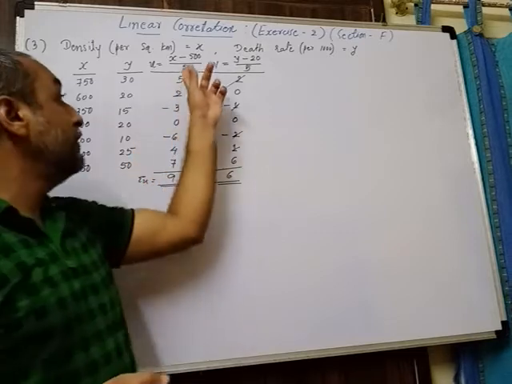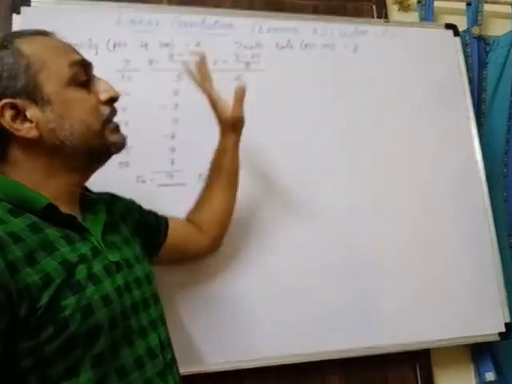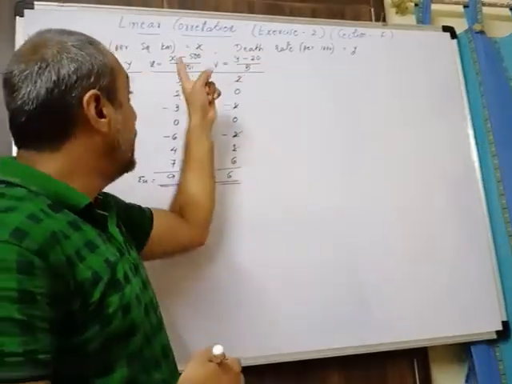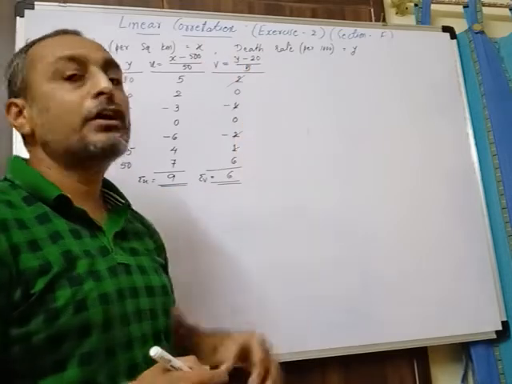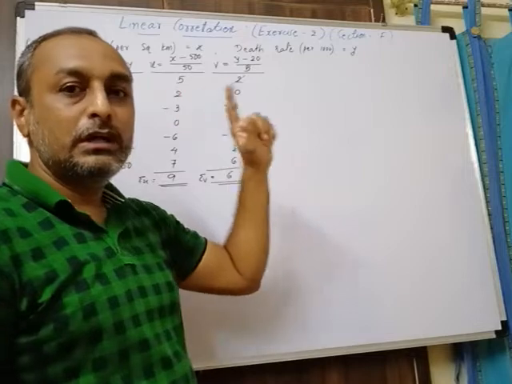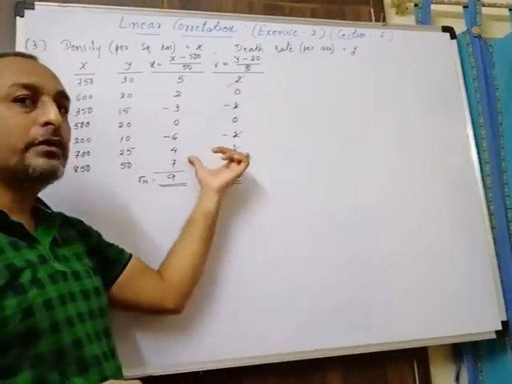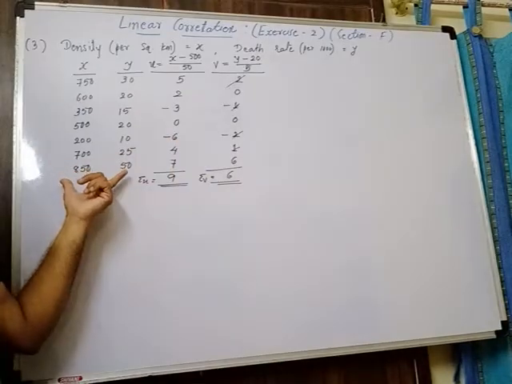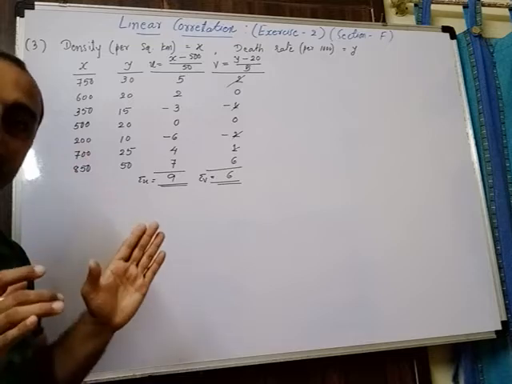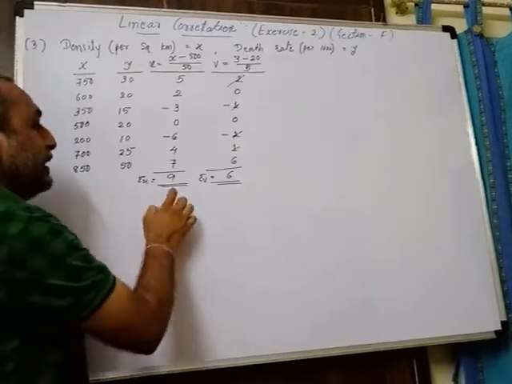Now here we have made both changes: change of origin and change of scale. Change of origin means deducting a constant value from the variable value, and change of scale means dividing by a constant value. In that case also, your correlation coefficient will remain the same. Whether you calculate it for the new variables u and v or for the old variables x and y, for the same sum you will get the same answer by both methods. That is why we are using this uv method.